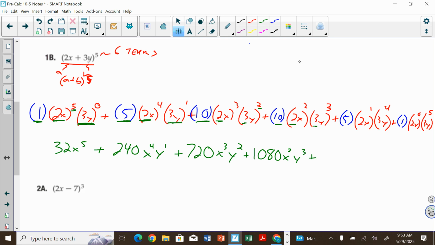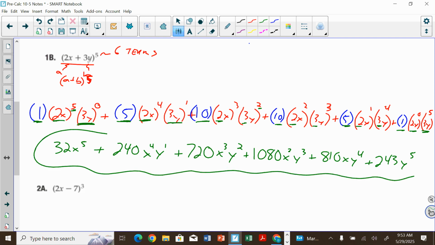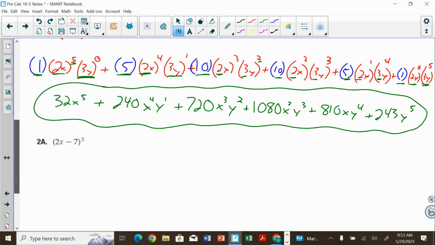And then over here, 2 to the first power is 2. 3 to the fourth is 81. So 2 times 81 times 5 gives us 810x, y to the fourth. And then finally, you've got this is 1, this is 1. And so it's just 3 to the fifth. 3y to the fifth power is 243, because 3 to the fifth power is 243, y to the fifth power. And that is our expanded binomial using Pascal's triangle because of the series.